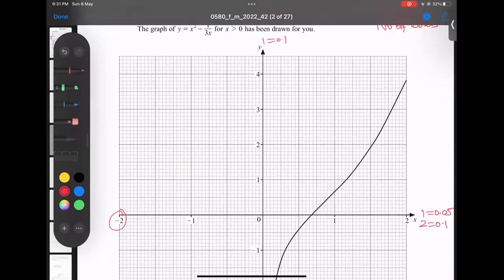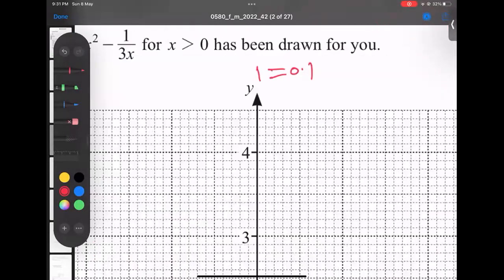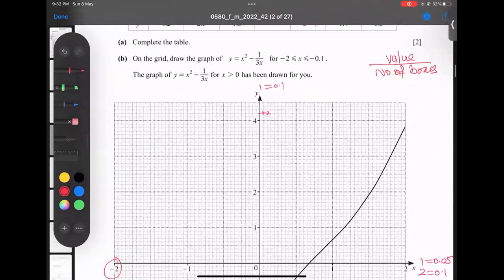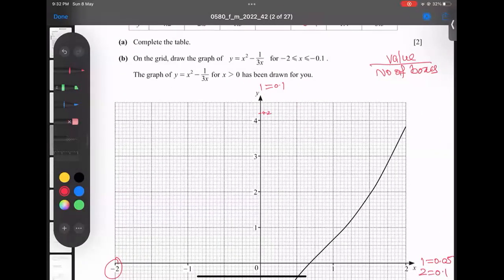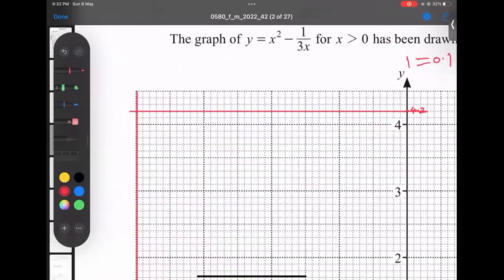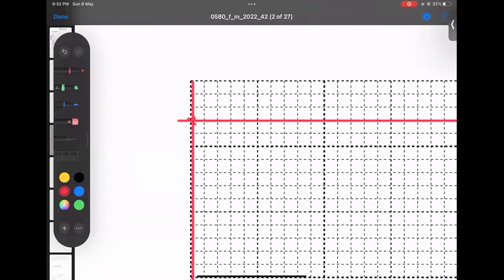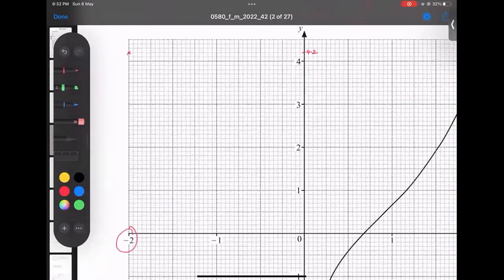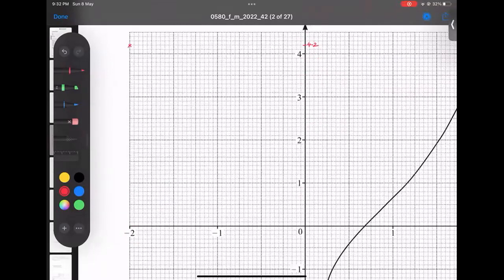Where's 4.2? 4 is here, 4.1, 4.2. So this is 4.2. I hope the point is now clear. We can make it easily. And this is where the lines meet, so this is a point. I believe the point and lines are very clear. I check again, -2 and 4.2 is very clear.